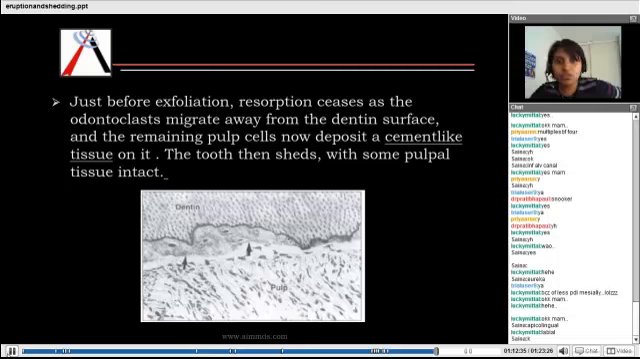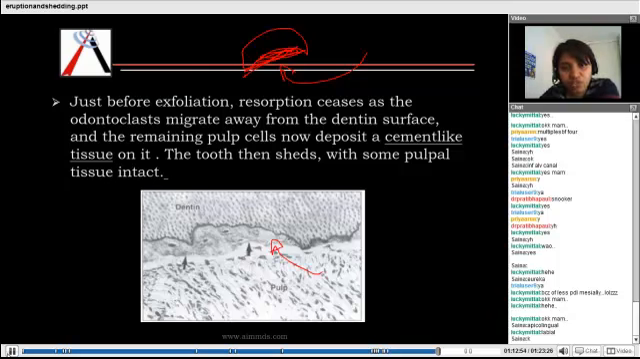One more thing that happens is that when the resorption continues, just before shedding, resorption stops, and there is a deposition of cementum-like tissue there. So this is the cementum-like tissue deposited, and whatever pulp tissue is there may remain intact, or if everything is resorbed, there may be some dentine that is intact, but there is a cementum-like tissue deposited just before the shedding.